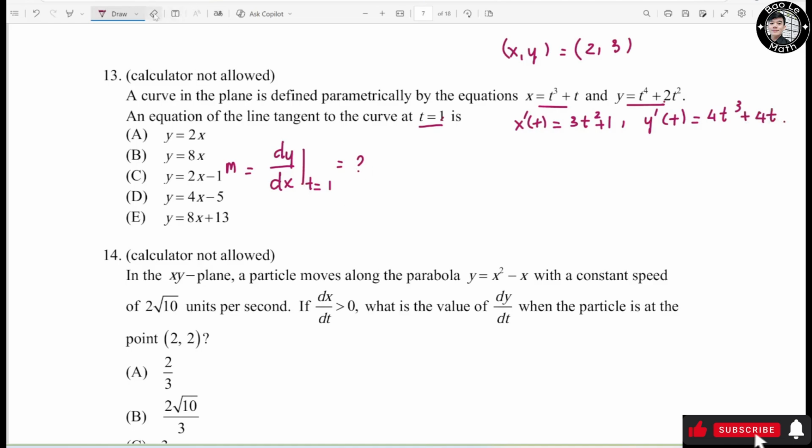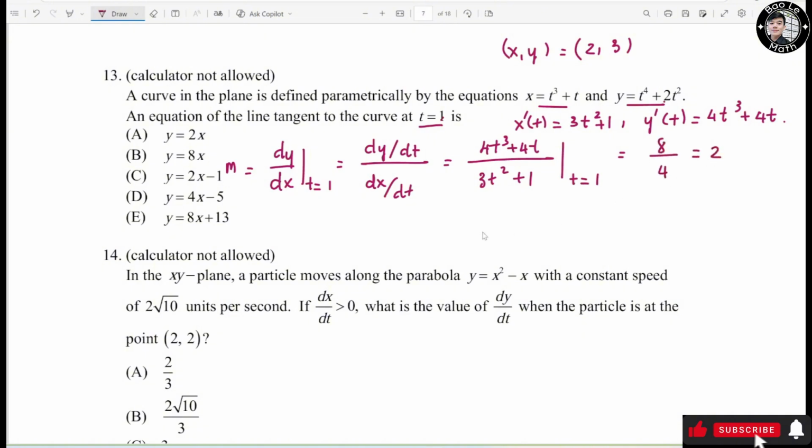So dy over ds is the same thing as dy over dt divided by ds over dt, right? Now dy over dt is going to be 4t cubed plus 4t divided by ds over dt, which is going to be 3t squared plus 1. Evaluate this one at t equals 1, right? So substitute 1 for t, it's going to be 8 over 4, which is 2, right? So the slope is 2, so the equation should be y equals 2 times s minus 2 plus 3, or 2s minus 1.